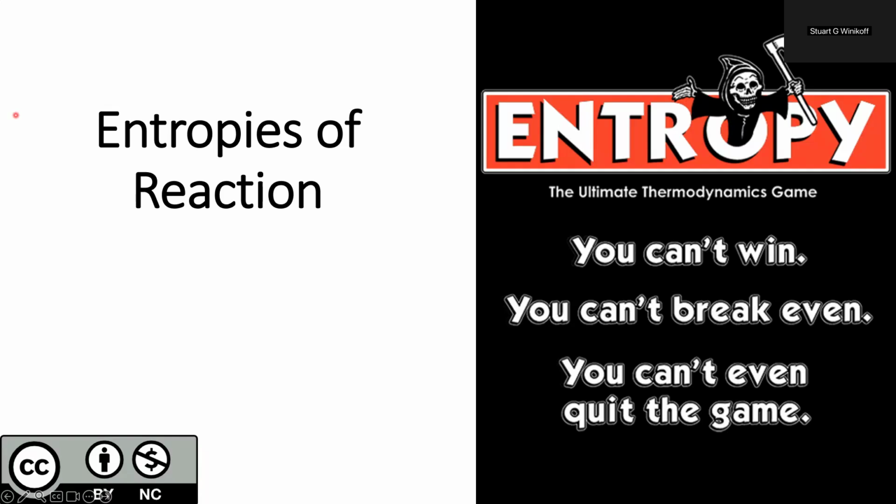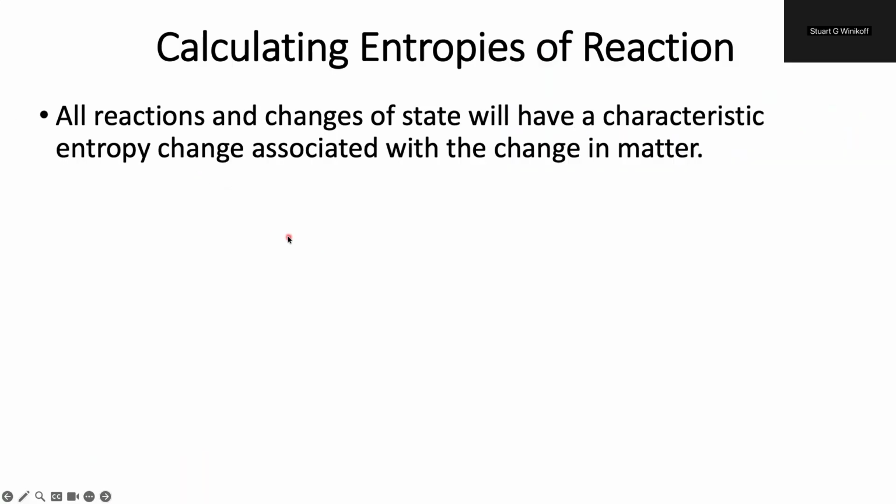So far in this chapter, we've covered a whole bunch of different entropies. We've covered the entropies for heating, for cooling, expansion and compression, and phase changes. So there's only one real entropy we have left. Time for entropies of reaction. What we're really going to be focusing on here is the entropy of the system actually undergoing reaction.